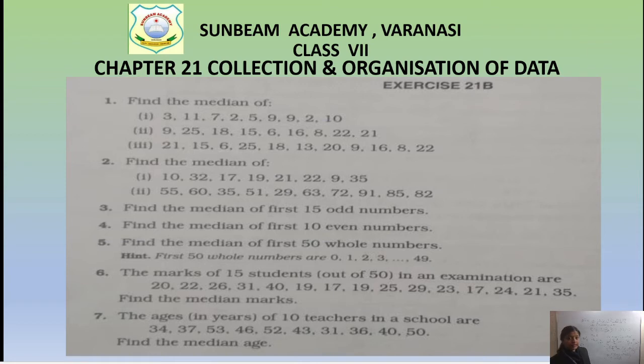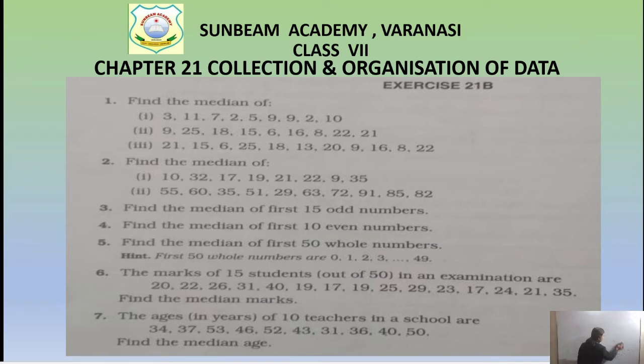Question number 3 is: find the median of first 15 odd numbers. What is first 15 odd numbers, children? Let me erase the board first, then we can write it. Can you write down in your notebook? 15 is odd, na? So we will apply the median formula for odd number of observations. हम even number observation नहीं करेंगे बेटा.